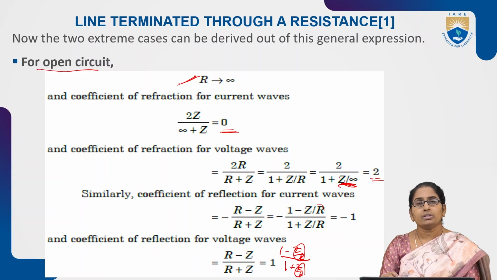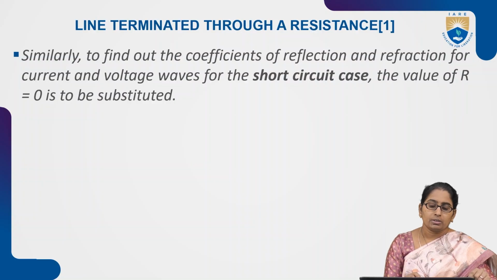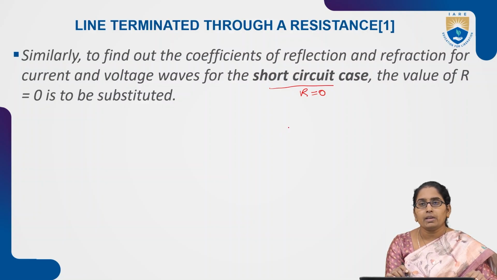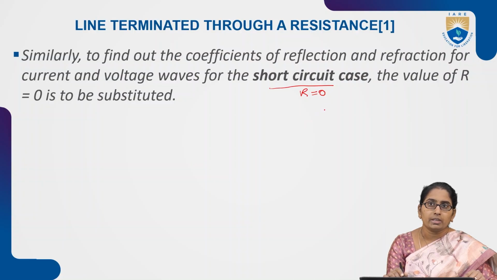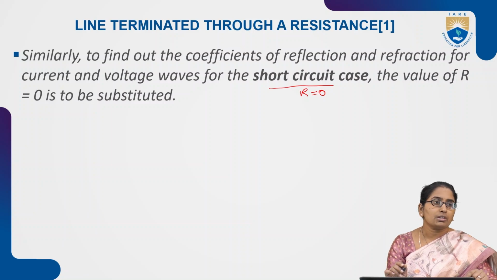Now, similarly for the short circuit case. Of course, I am not showing the derivation like I did for the open circuit, but the same equations we can substitute. For the short circuit case, when the wave reaches the receiving end where it is shorted, the current is infinite. Current infinite means what is the resistance value? V by I, V by infinity, so the resistance becomes 0. Substitute this in the equations and check once again.